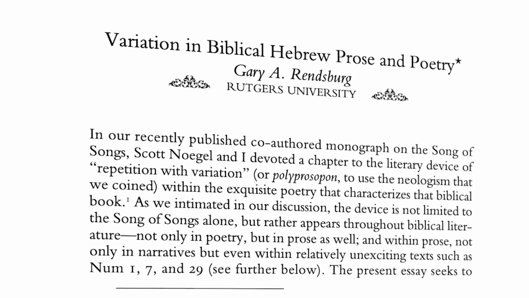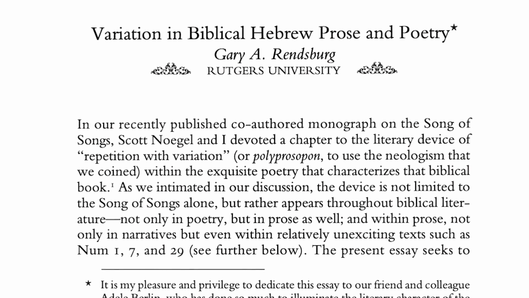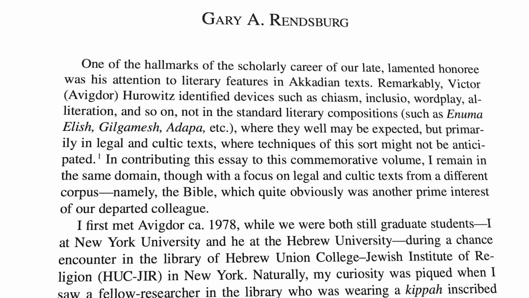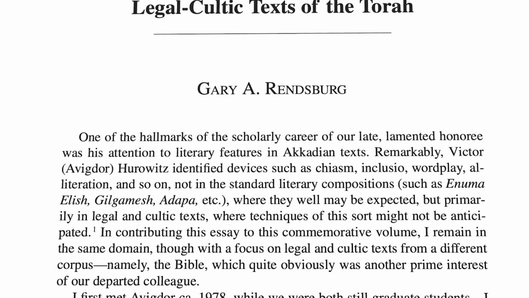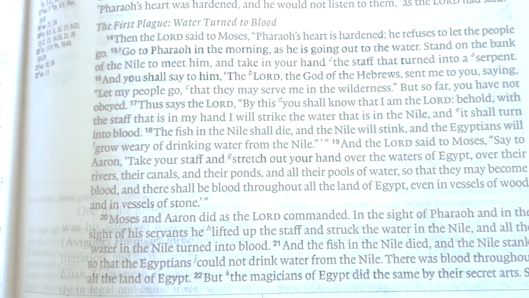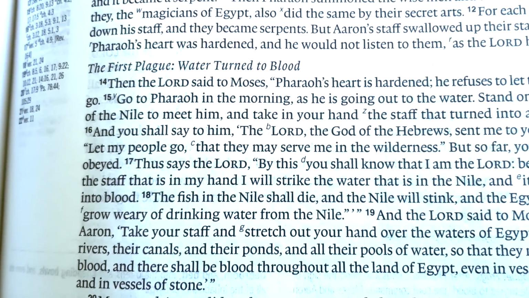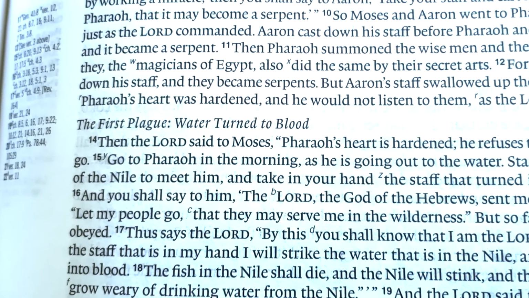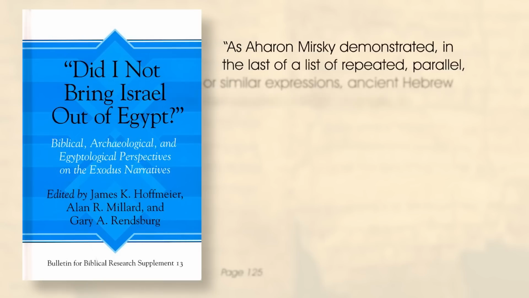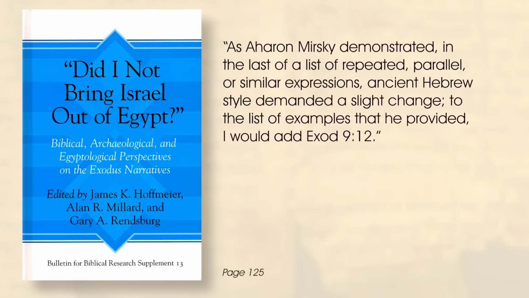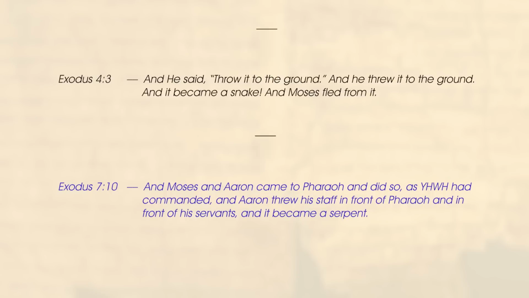He notes throughout biblical literature, ancient Israelite authors went to great lengths to vary their language whenever possible, especially if there was repetition in the text. The variation is not necessarily an indication of different sources, but is an Israelite literary device. Aaron Mirsky even demonstrated, in a list of similar or parallel expressions, ancient Hebrew demanded change for variation at the end. Some suggest a change in terms used for serpent between Exodus 4 and 7 suggests different sources.